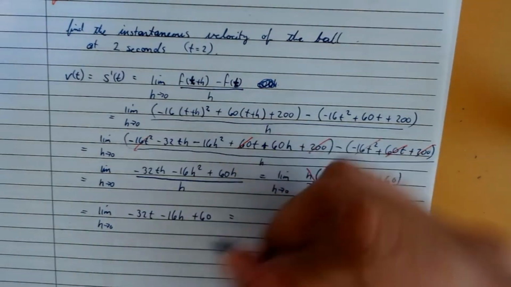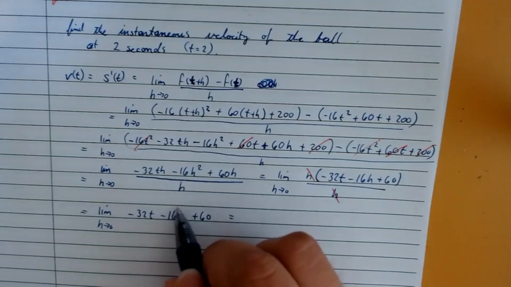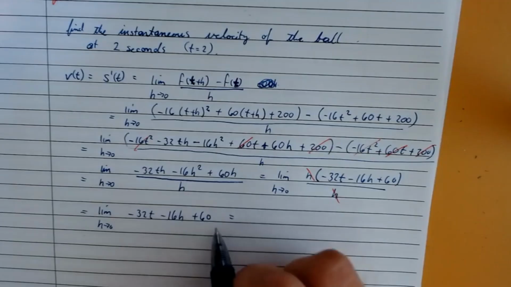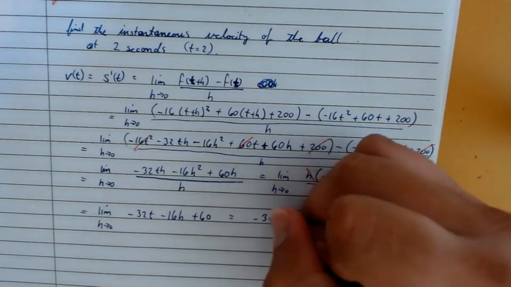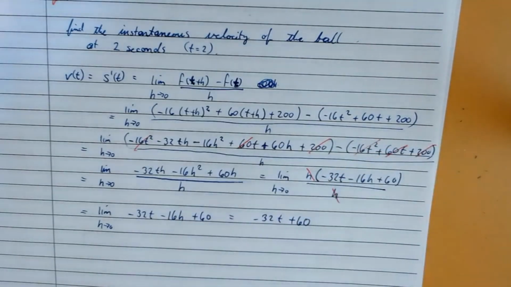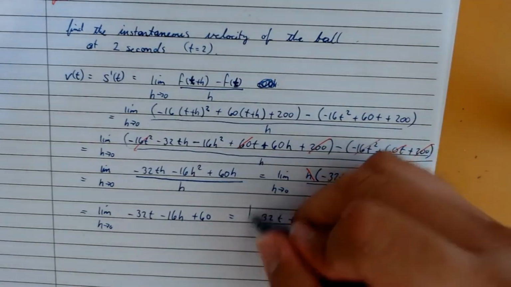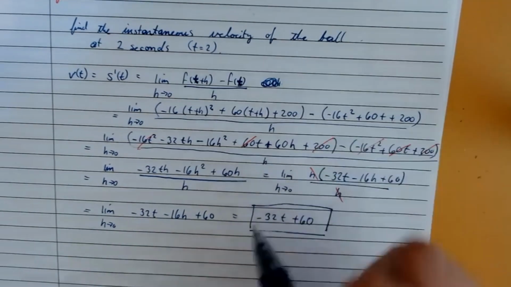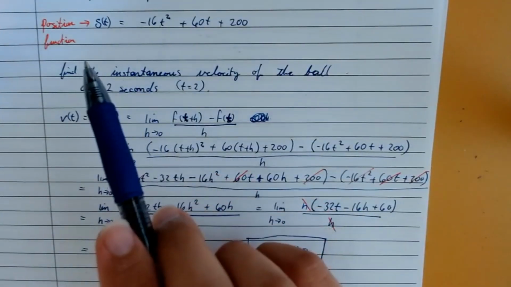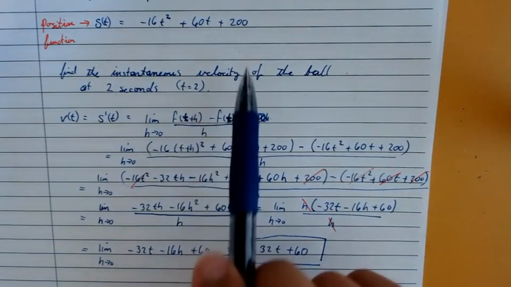So here, negative 16 times 0 will be 0. This will go away, and these other two don't have an h, so they'll stay the way they are. That's going to give us negative 32t plus 60. So this is the derivative. This is what's called the velocity function. If you take the position function and take its derivative, that tells you how quickly your position changes, or in other words, it tells you your velocity.